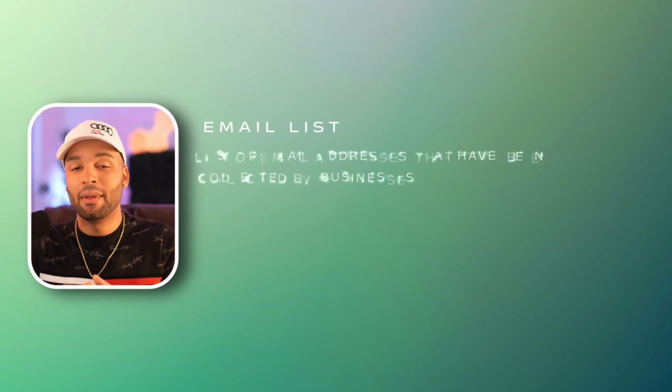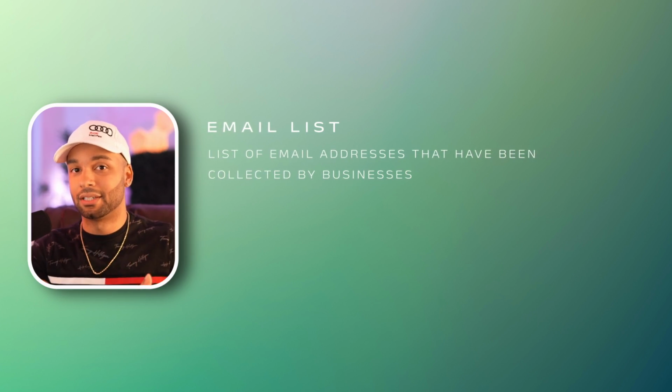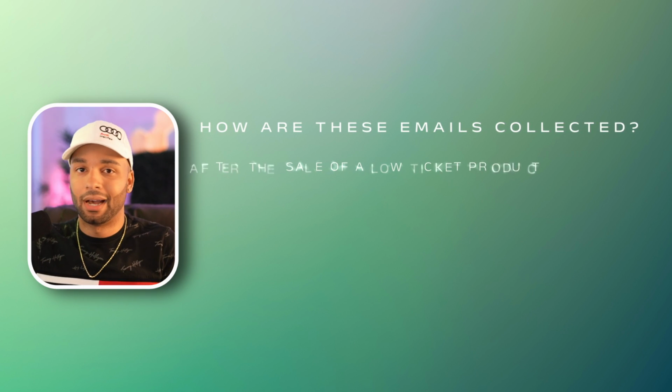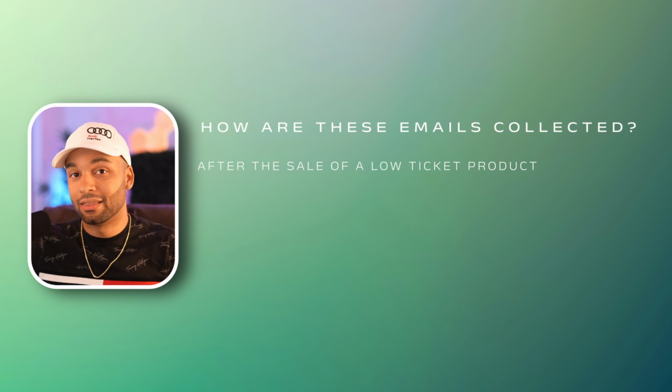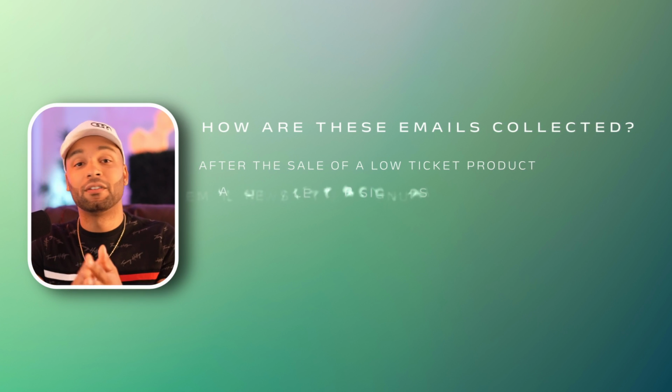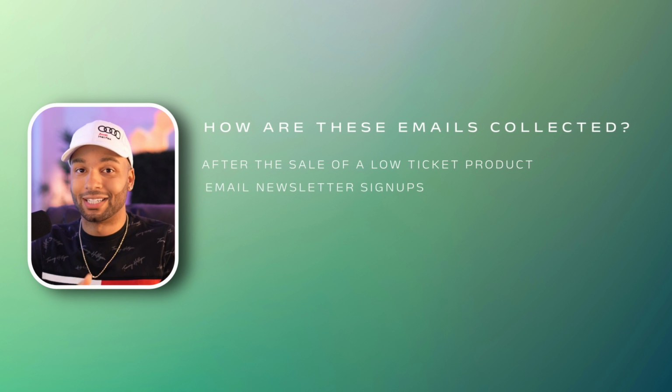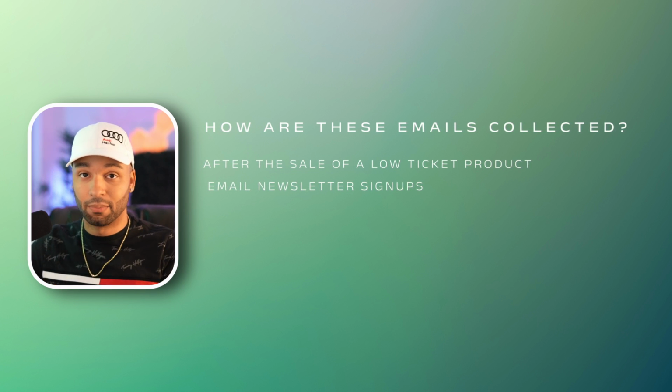Next up, we have to know what an email list actually is. Essentially, an email list is exactly what it sounds like. It's a little bit self-explanatory. So it's a list of email addresses that have been collected by businesses. Where do these businesses get these emails? Essentially, what happens is that people either buy something, like they buy a low ticket product, and now they have to submit their email because they bought it. Or people have signed up to your email newsletter. I mean, there's literally tons and tons of different ways to actually acquire somebody's email. And all of these emails can be referred to as leads, all right?